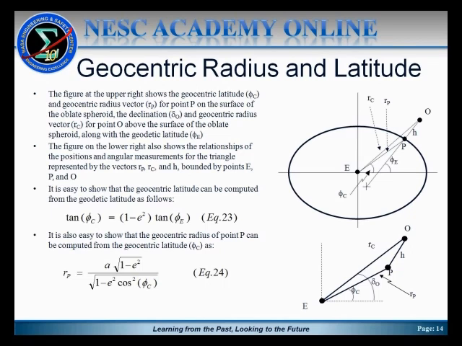What's shown on those figures needs to be defined a little bit more clearly, too. The angle between the horizontal line shown in the lower figure and the line connecting point E and point P is the geocentric latitude, phi sub c. The angle between the horizontal line on the lower figure and the line connecting points E and O is referred to as the declination, delta sub O. And again, as we showed earlier, the distance between point E and point P is referred to as the geocentric radius, RP. The distance between points E and point O is referred to as the geocentric radius.